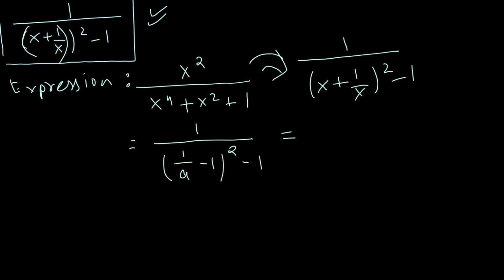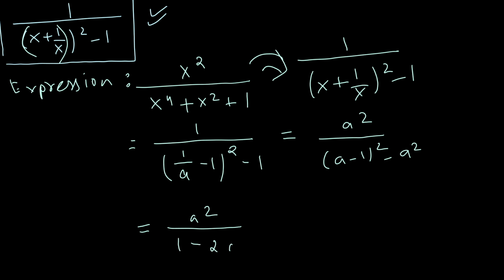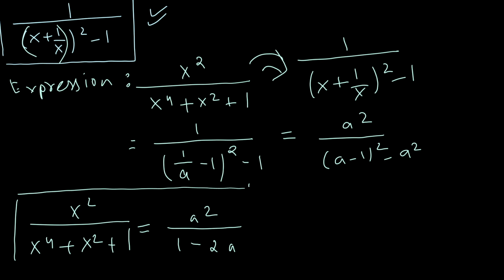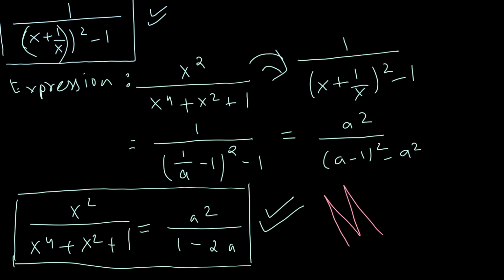Now this can be written as a square divided by a minus 1 the complete square minus a square. So this will finally turn out to be a square divided by 1 minus 2 times a, and this is the value of the expression x square divided by x to the power 4 plus x square plus 1. Hence we have got the value of this particular fraction in terms of a. Therefore this is the answer that we were looking for. So this was my way to solve this particular problem.